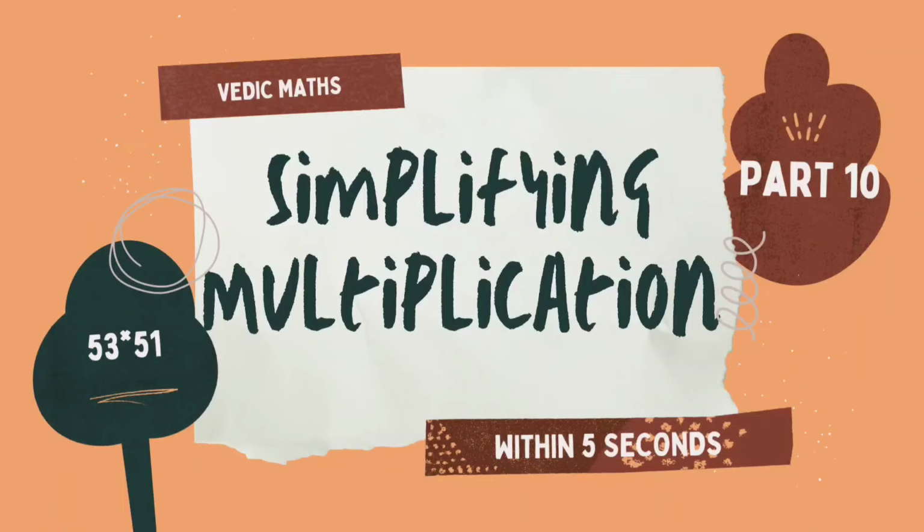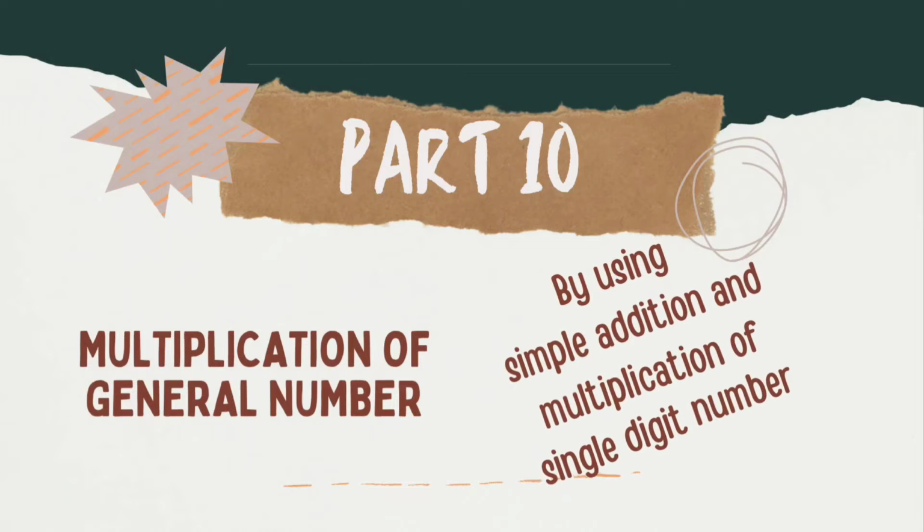In this video, we are going to solve the multiplication of general numbers using the Vedic math technique, and the result we will get within 5 to 10 seconds. So for multiplication of general numbers, we will use simple addition and multiplication of only single digit numbers.